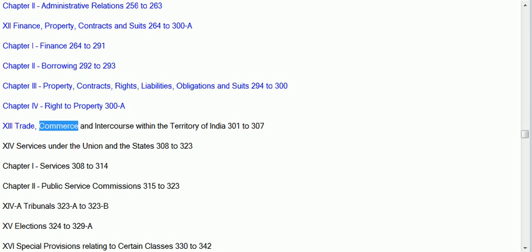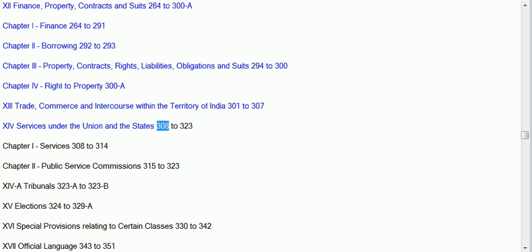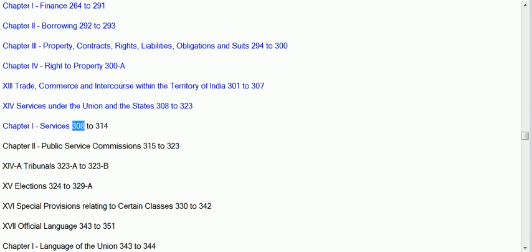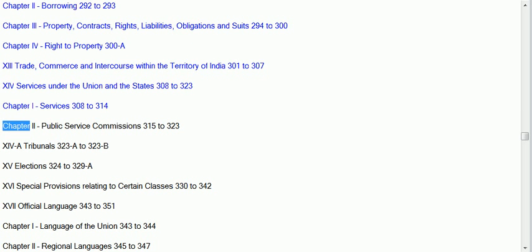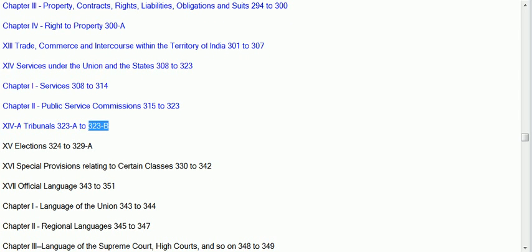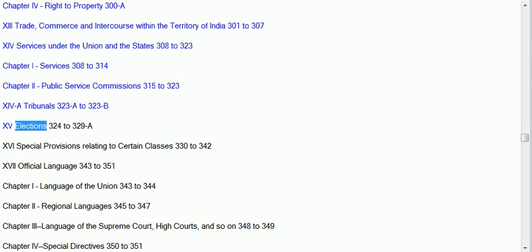13 Trade, Commerce, and Intercourse within the Territory of India, 301 to 307. 14 Services under the Union and the States, 308 to 323. Chapter I Services, 308 to 314. Chapter 2 Public Service Commissions, 315 to 323. XIVA Tribunals, 323A to 323B. 15 Elections, 324 to 329A.